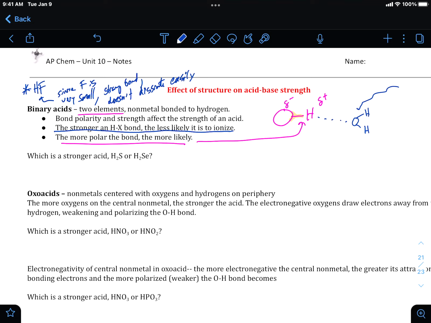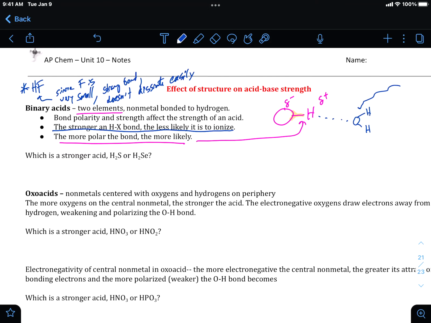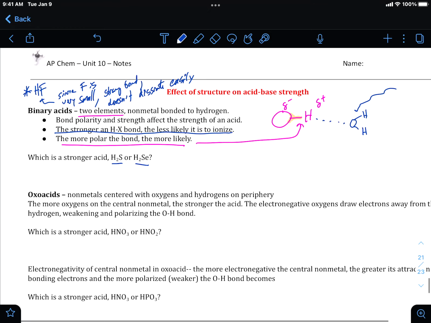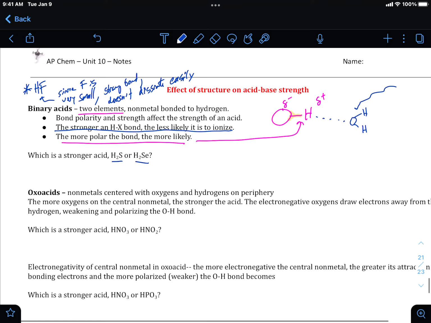But in comparing, we know that there's a list of HCl, HBr, HI. So those are your strong acids. Those have very polar bonds, and thus high dissociation. So let's take these two examples here. These are binary acids because they're only made up of two elements, right? One is sulfur, one is hydrogen. One is selenium, one is hydrogen. So which of these bonds is going to be more polar, the bond between hydrogen and sulfur or the bond between hydrogen and selenium? Well, let's look it up.